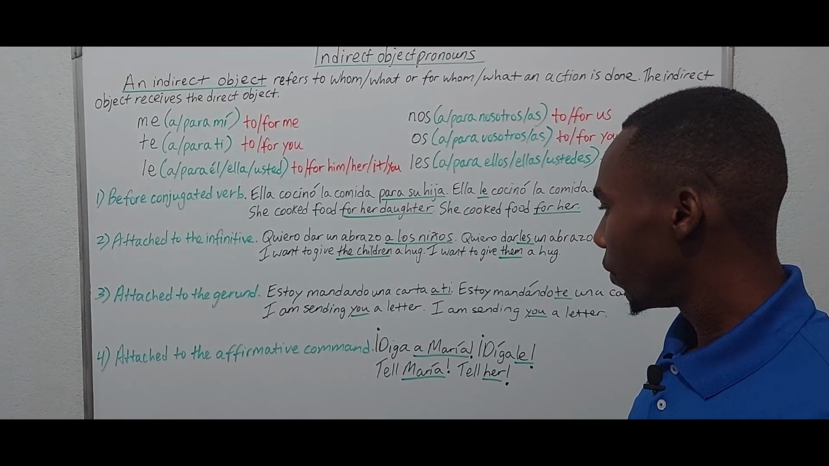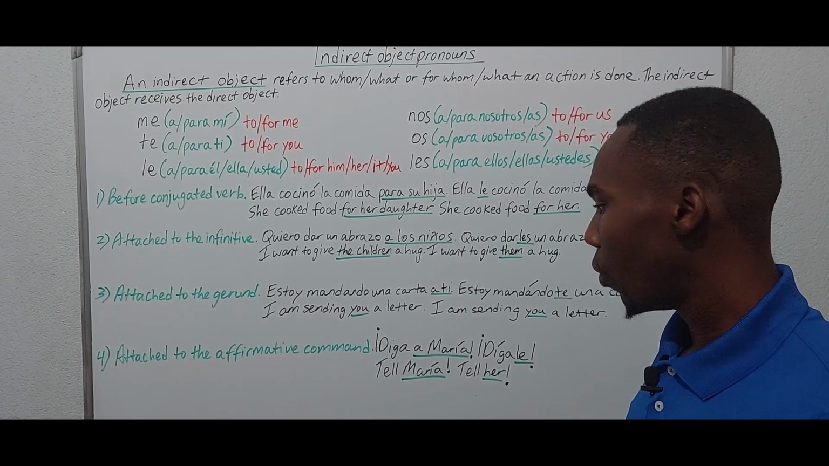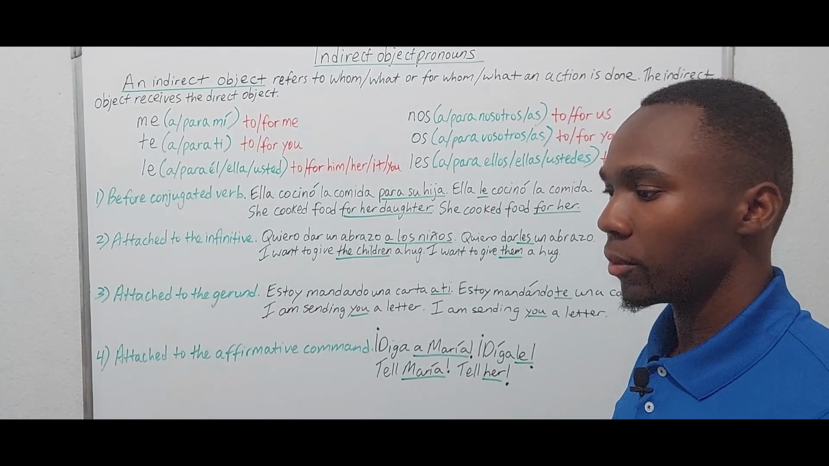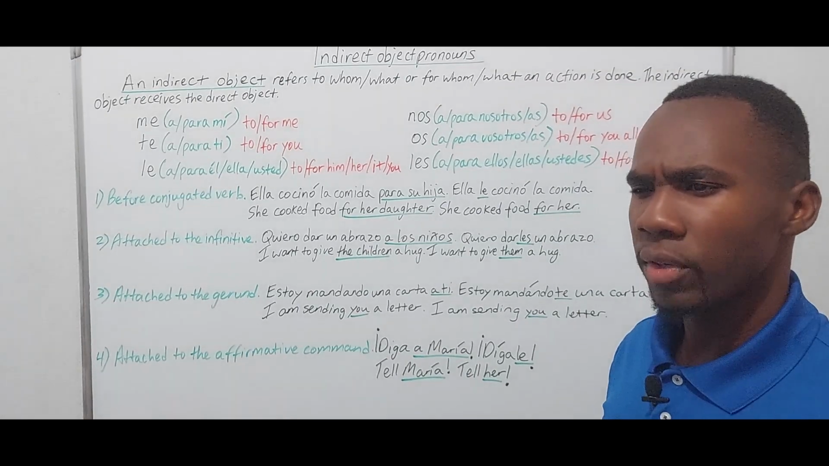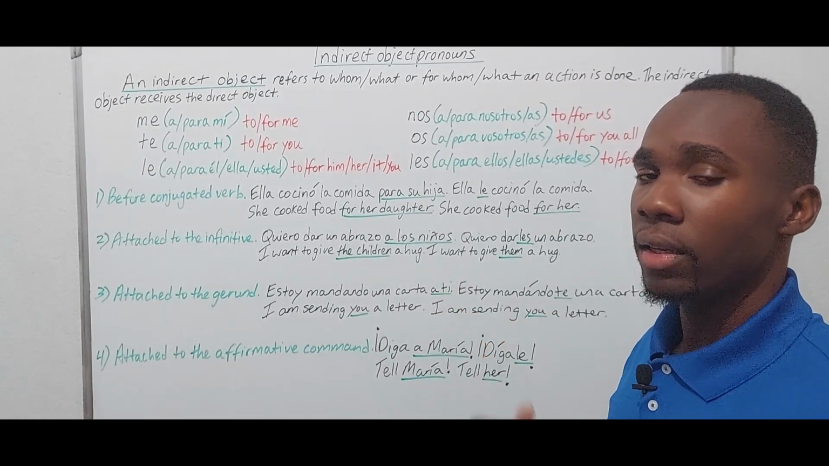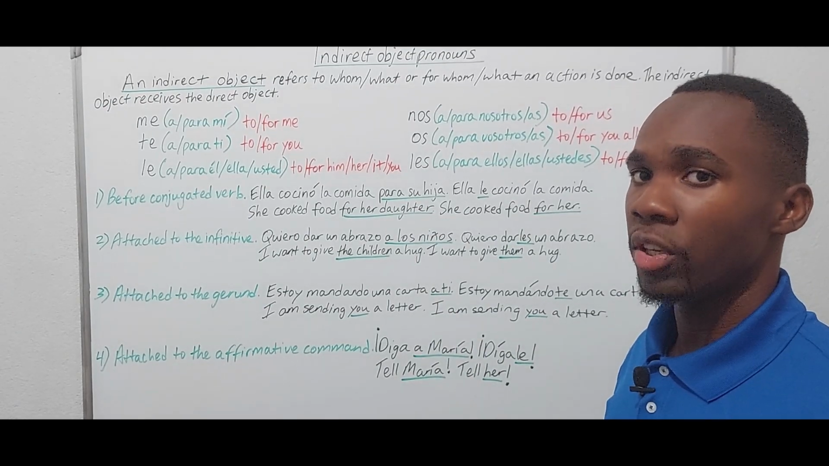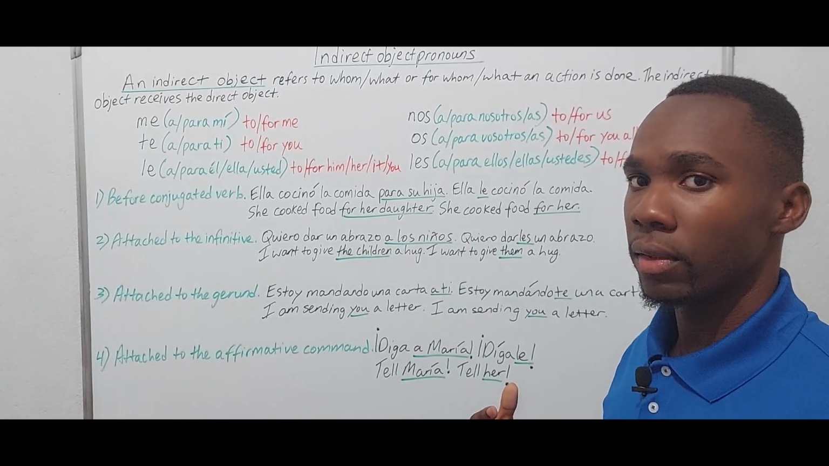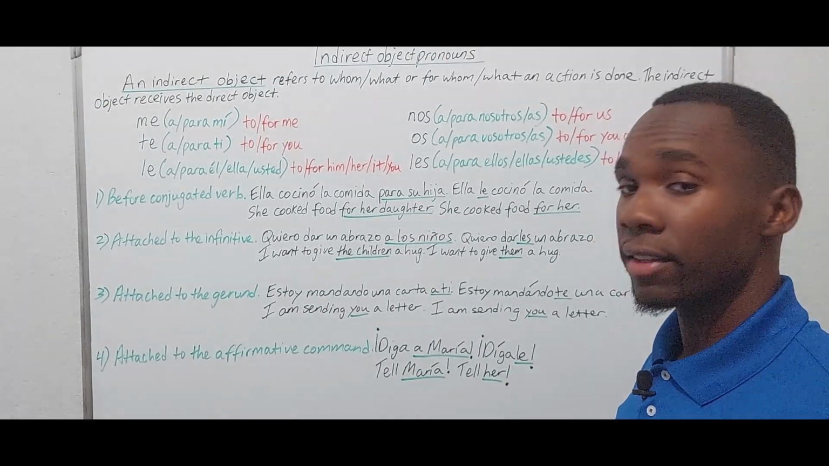Now, once again, I'm sure you're asking me, what's the direct object? I don't see a direct object. And I would have told you in the beginning that in order to have an indirect object, you need to have a direct object. Yes.